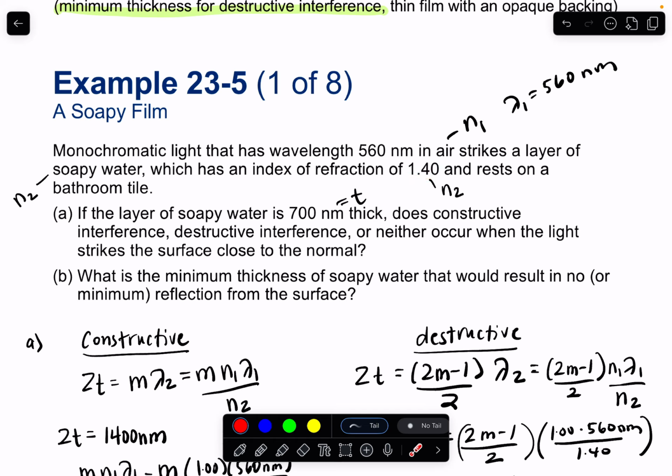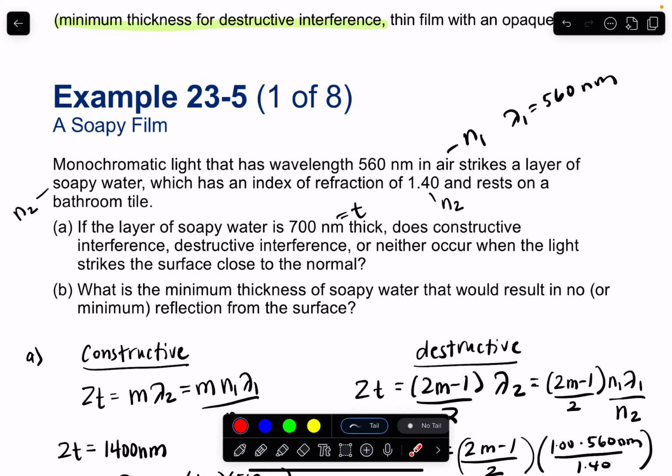It's on a bathroom tile, which we know is opaque, so this is working with thin film 1 with an opaque backing. If the layer of soapy water is 700 nanometers thick, does constructive interference occur, does destructive interference occur, or does neither occur? And part B is, what is the minimum thickness?